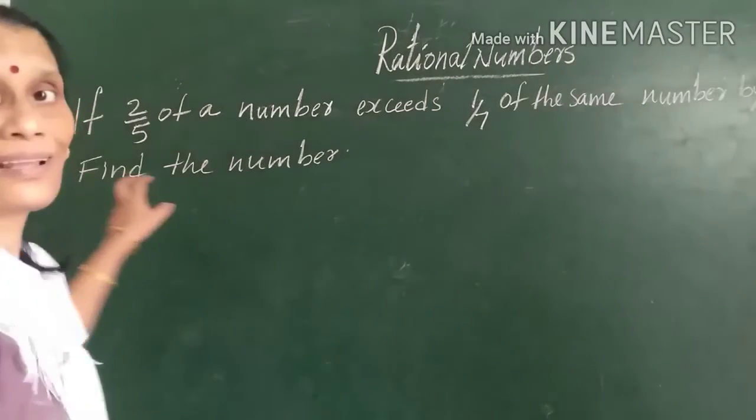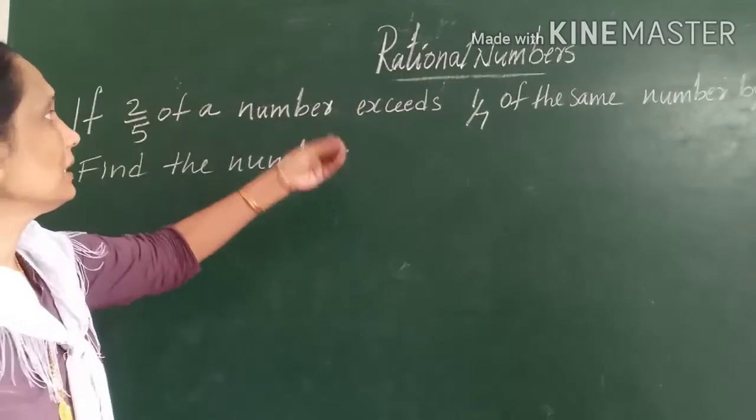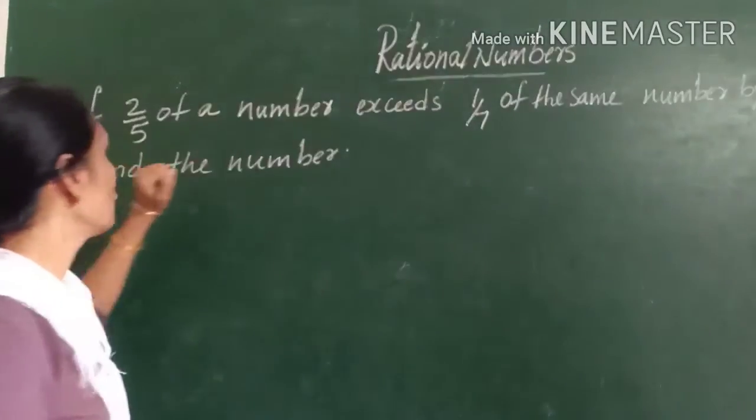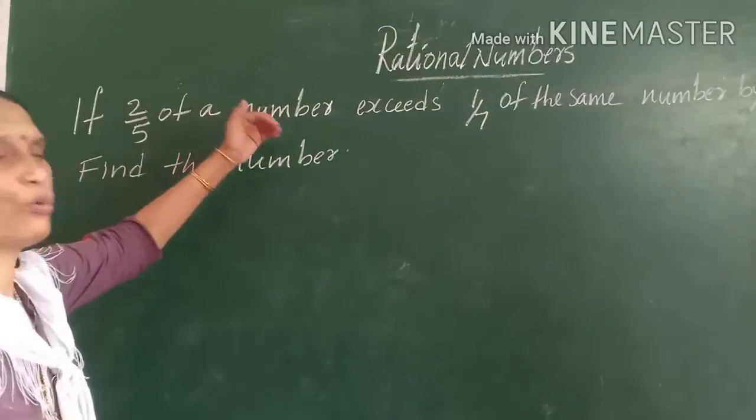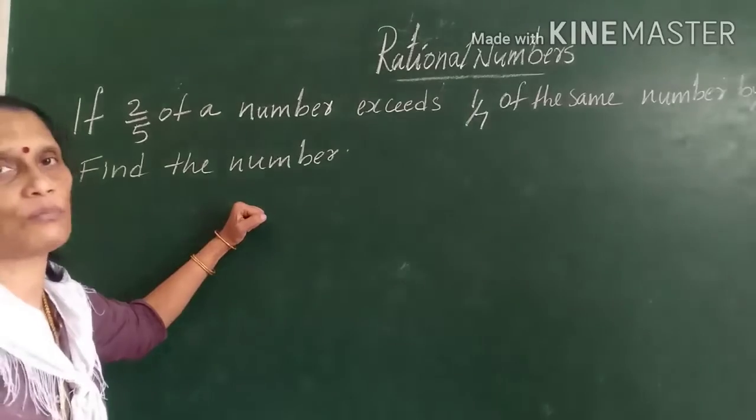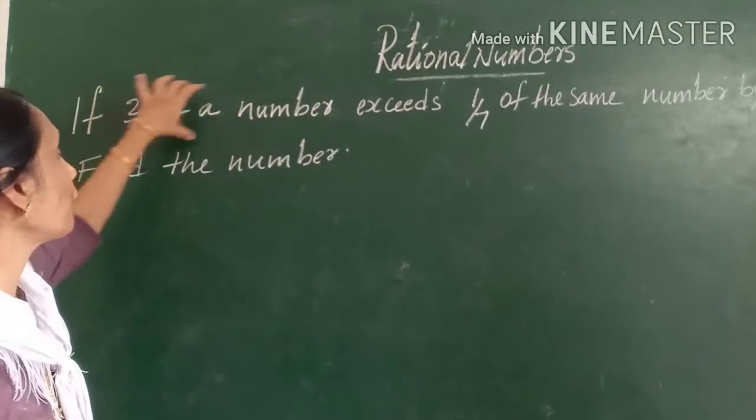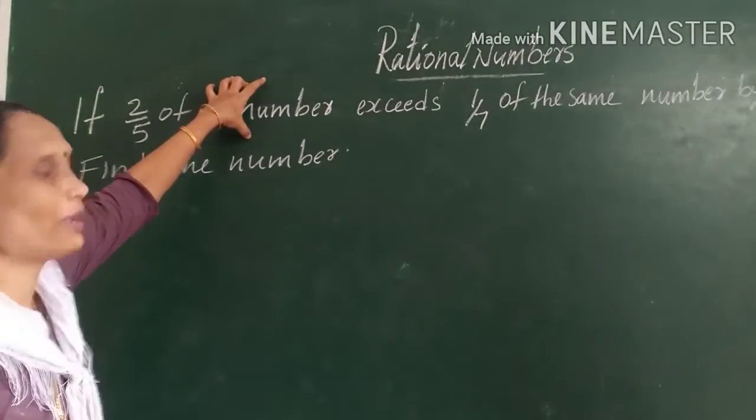Okay, now let us analyze this question. If 2 by 5 of a number exceeds 1 by 7 of the same number by 36, find the number. We don't know what the number is, so let us take the number as x. So 2 by 5 of x, we can write as 2x by 5.